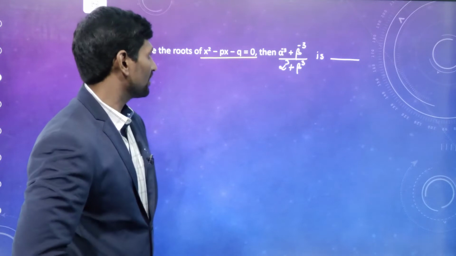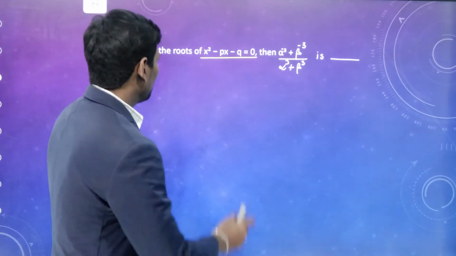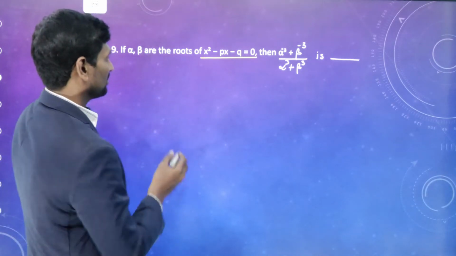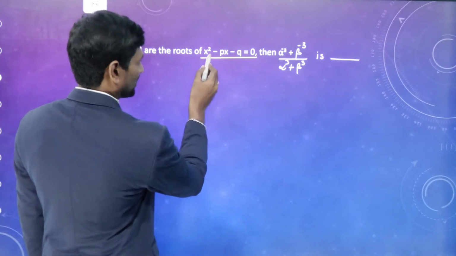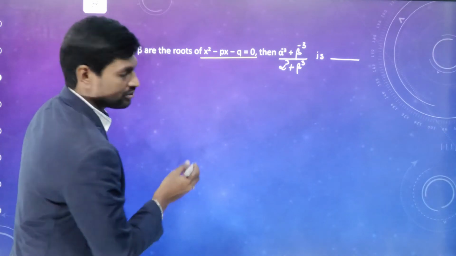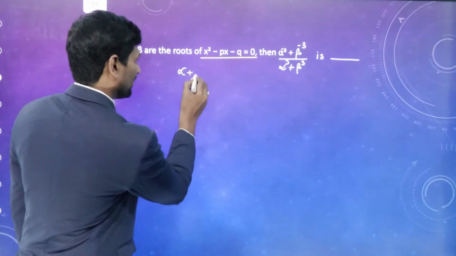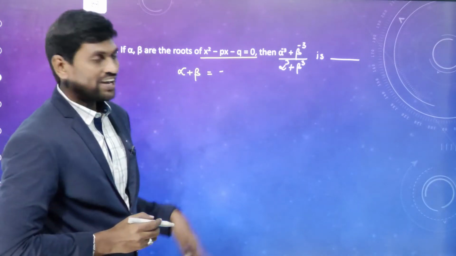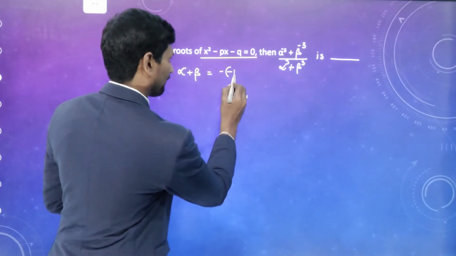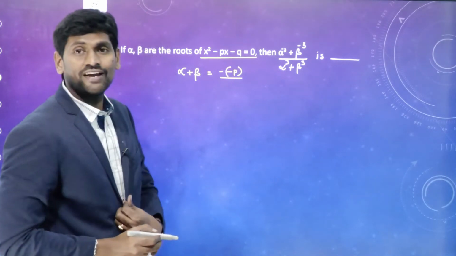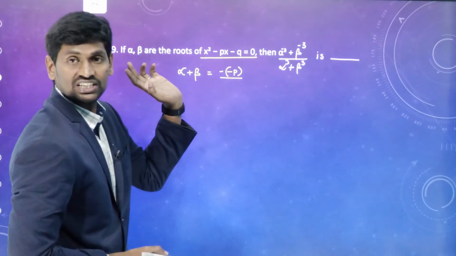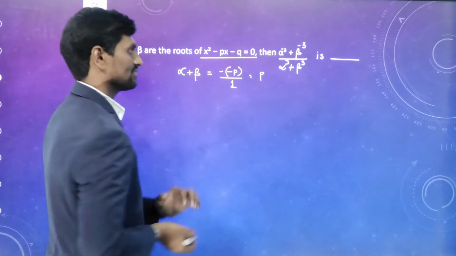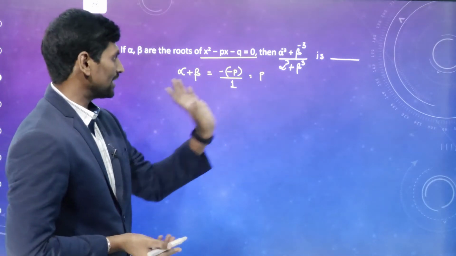Okay. Right. So let me identify sum of roots and product of roots first. The quadratic equation x square minus px minus q equals to 0. The sum of roots alpha plus beta, formula minus b by a, right? Minus b value is minus p. A value means x square coefficient 1. Now minus or minus become plus. So sum of roots value is plus p.